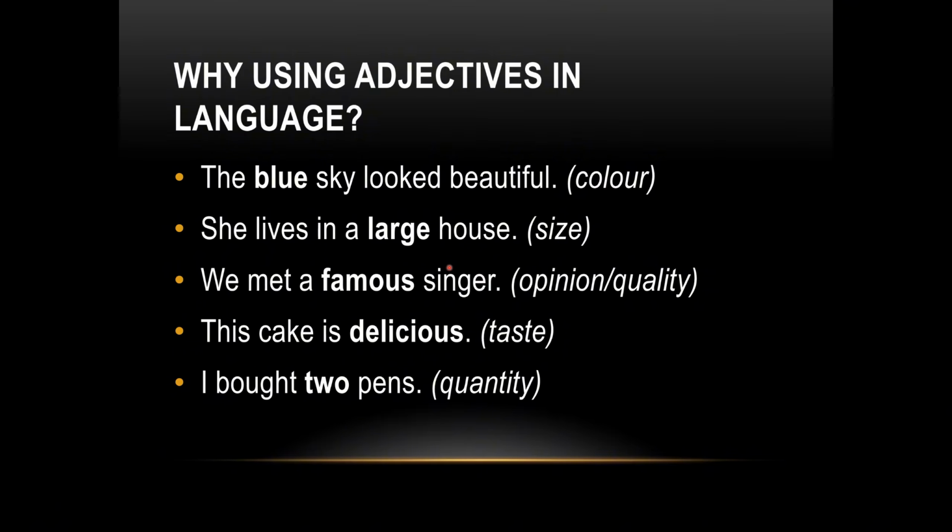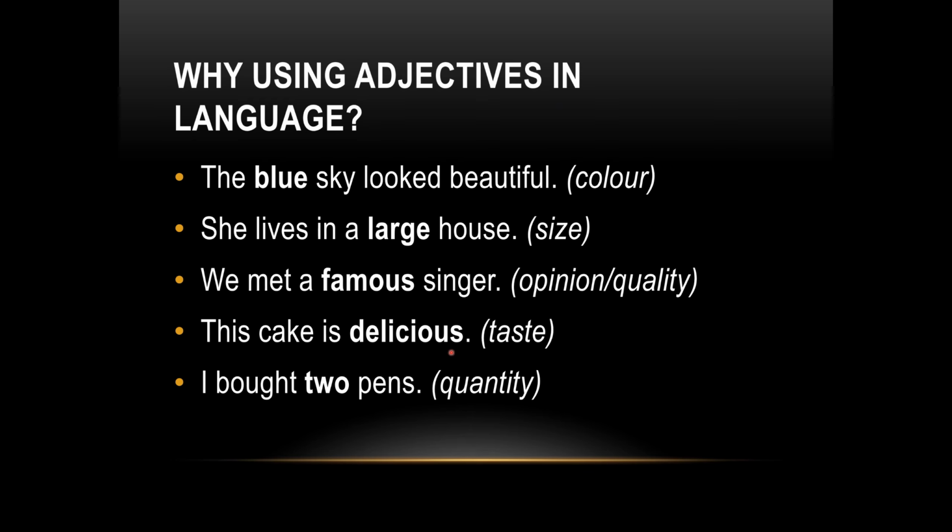She lives in a large house. वो एक बड़े से घर में रहती है. She lives in a house. किसी भी ordinary घर में रह सकती है. But when you tell that she lives in a large house, that tells that your focus is on her house being large. यहाँ पे बताया क्या जा रहा है कि उसका घर बड़ा है, ये नहीं कि वो एक घर में रहती है. So, we met a famous singer. Famous singer. It's not an ordinary singer. कोई भी आम सा singer नहीं है. It's a famous singer जिससे हम मिले.